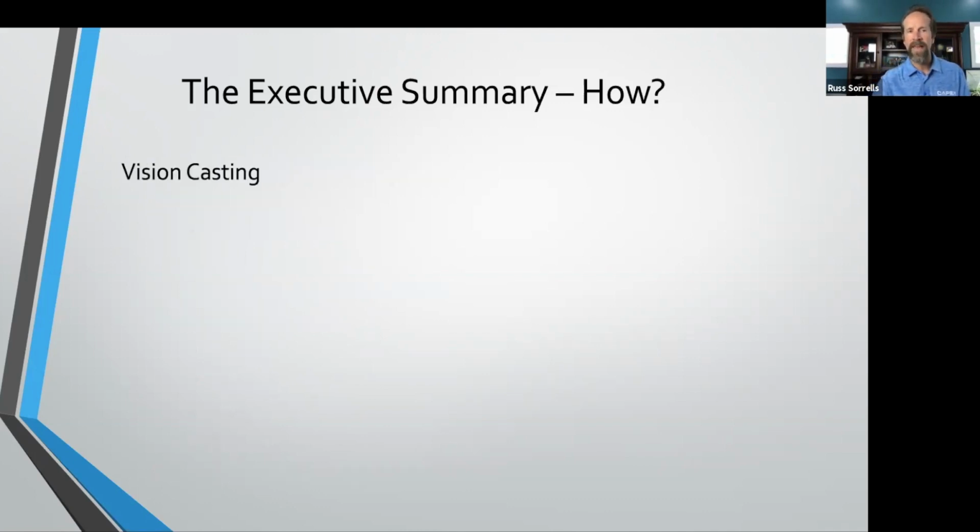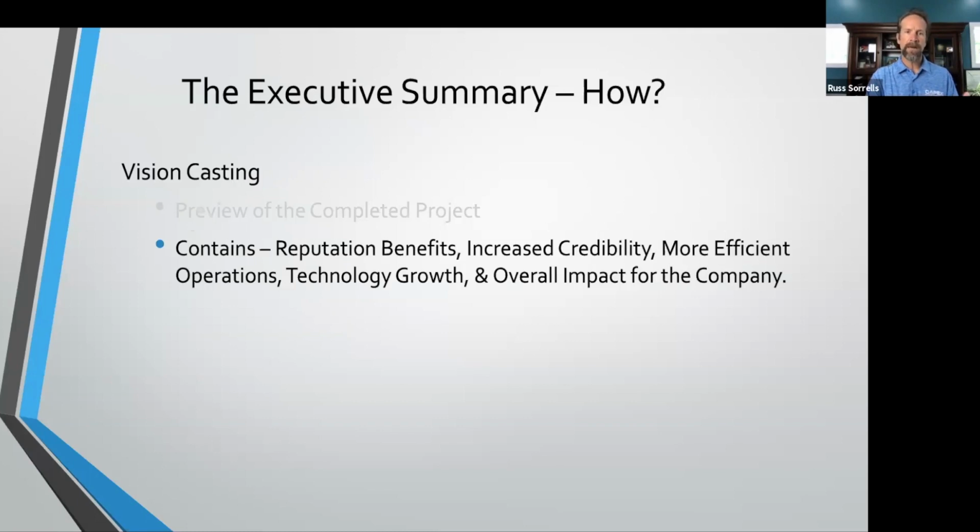Okay, so continuing on the how, we talked about vision casting, how important it is that we share that vision. So we want to provide a preview of the completed project. What does it look like? And I've got a sample of that here in a minute so you can see what that looks like. What does it contain? So vision casting says you want to make sure to communicate that reputation benefit that we just talked about, the increased credibility maybe that's going to increase your credibility as a company in the marketplace. It's going to make you more efficient in your operations.